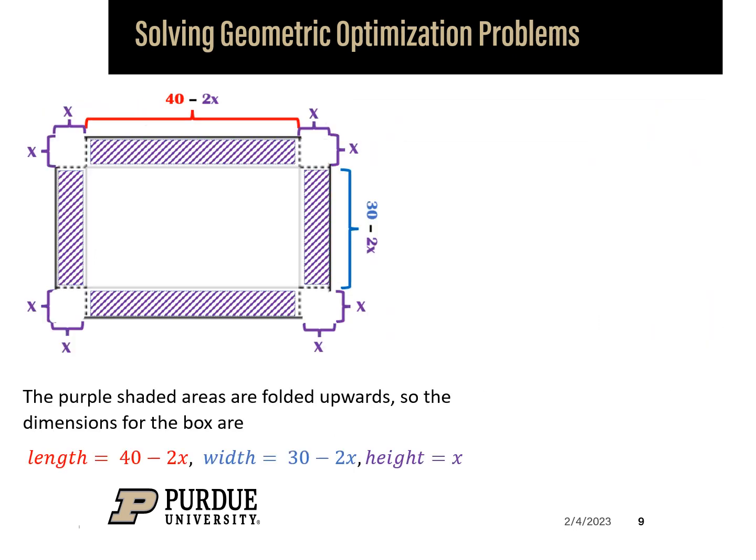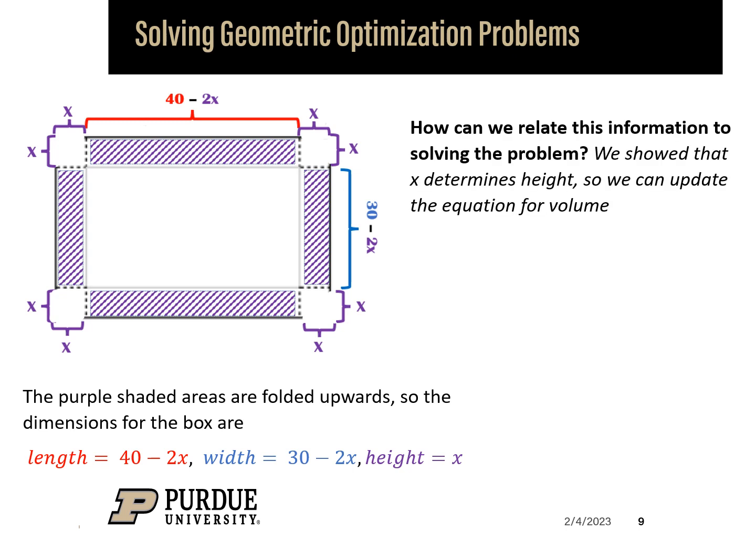Okay, so we know we can't use the 30 and the 40, but how can we relate this information to solving the problem? Well, we showed that x determines the height, so from there you can see when you cut off a corner, your length is going to become 40 minus 2x and width is 30 minus 2x, and you can use that information to update the equation for volume.